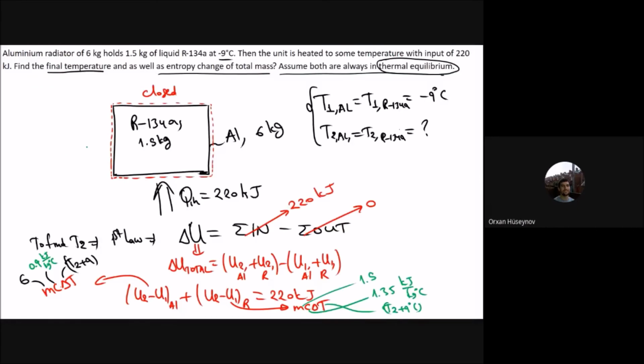So let me tell you the final answer here. It will be 20.64 degrees Celsius. If we add heat, therefore the temperature increases. This is the first law. I've used the first law and found the final temperature. This one is just MC delta T, which is equal to Q added, but I've done it in a detailed version so you can see what's going on here.